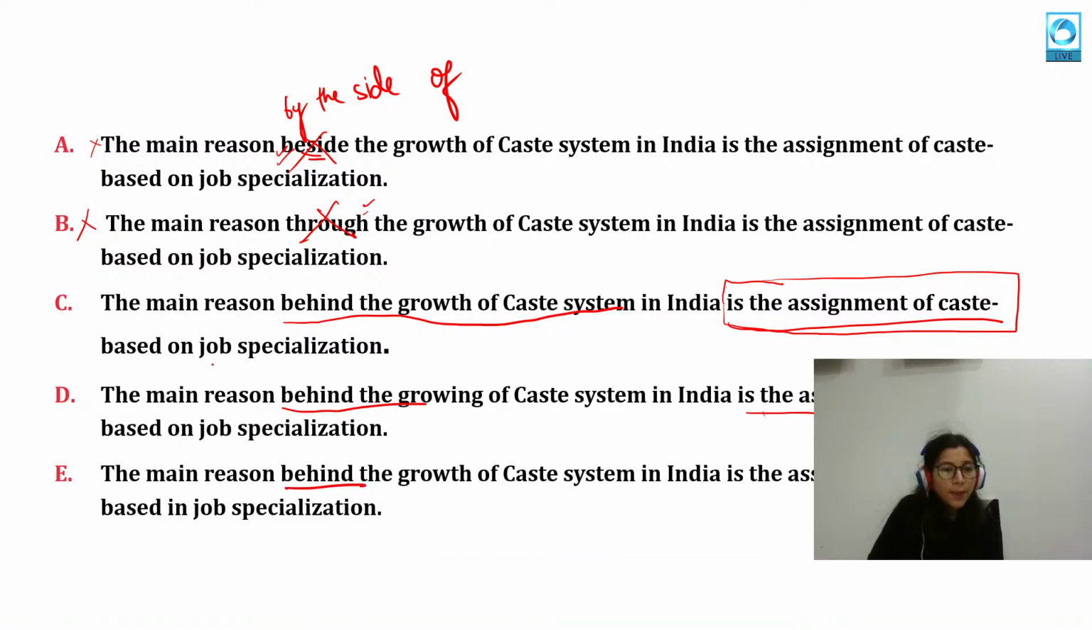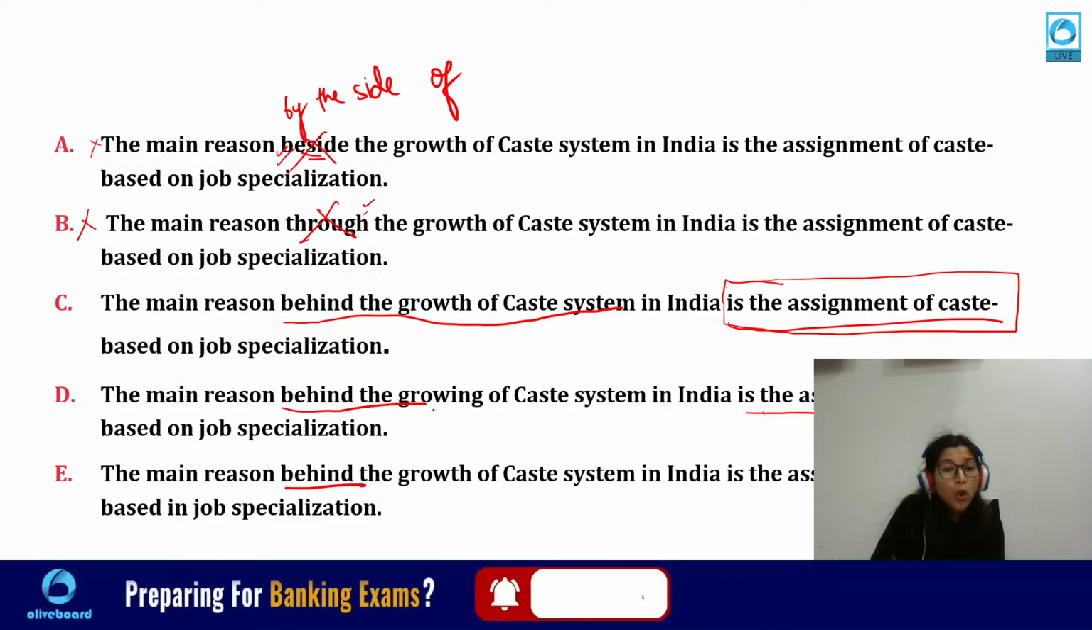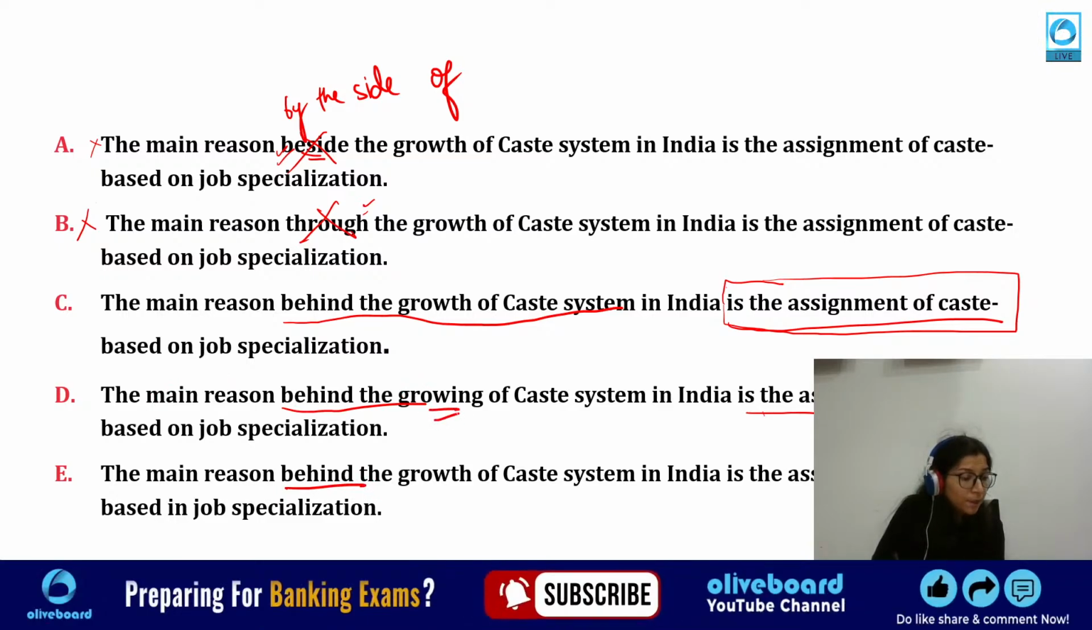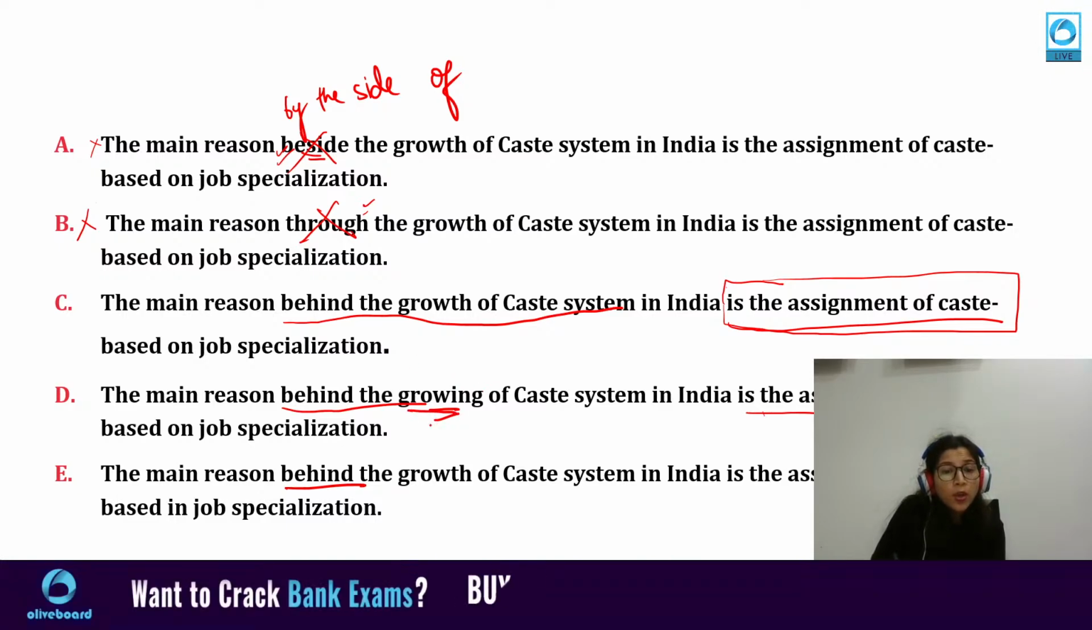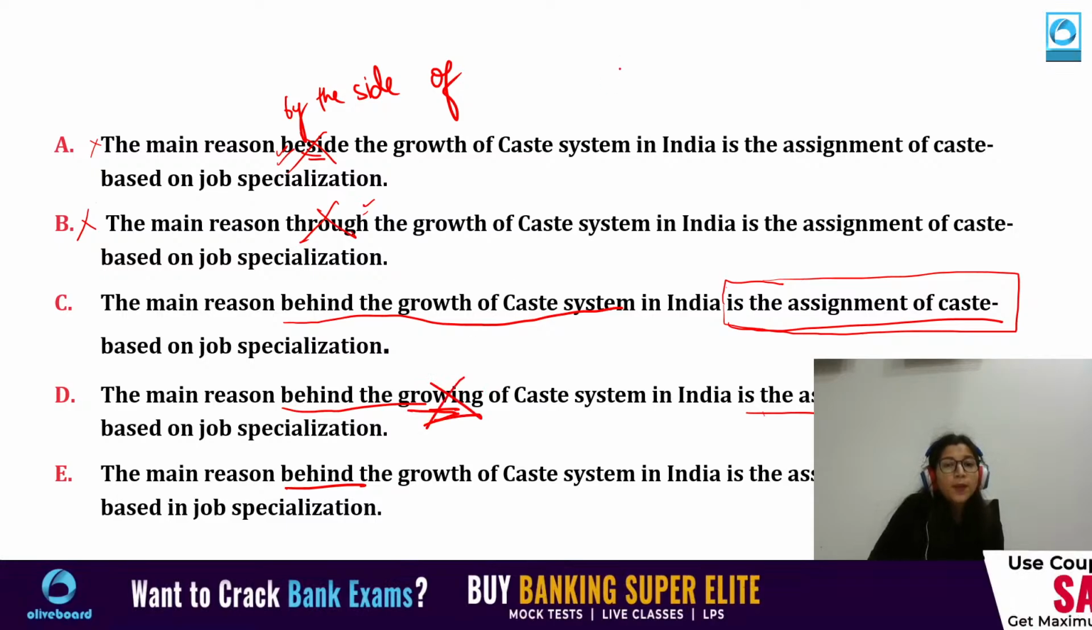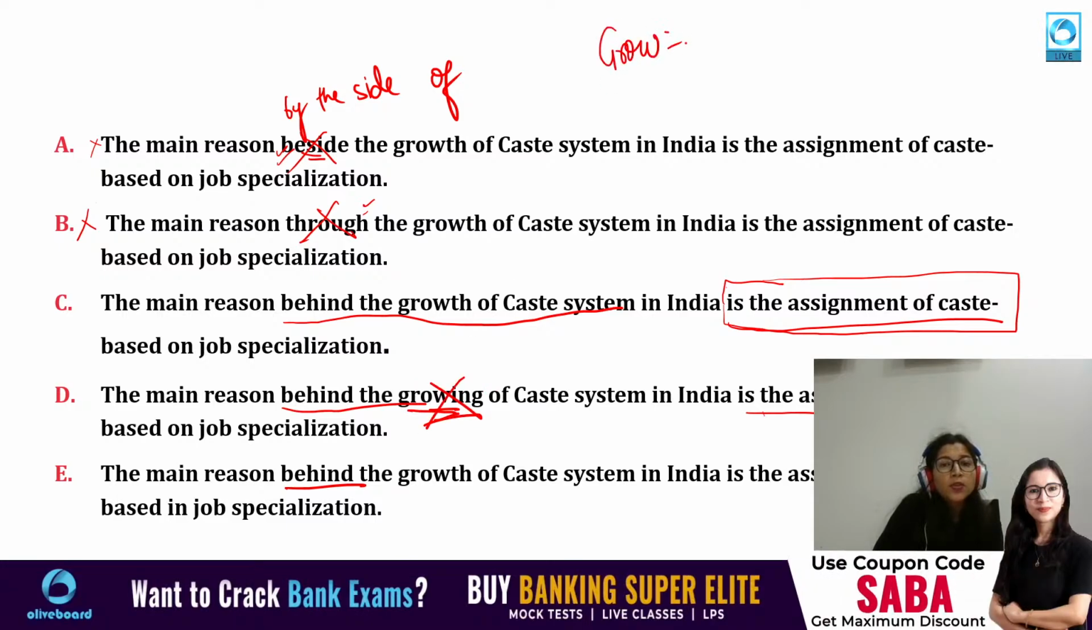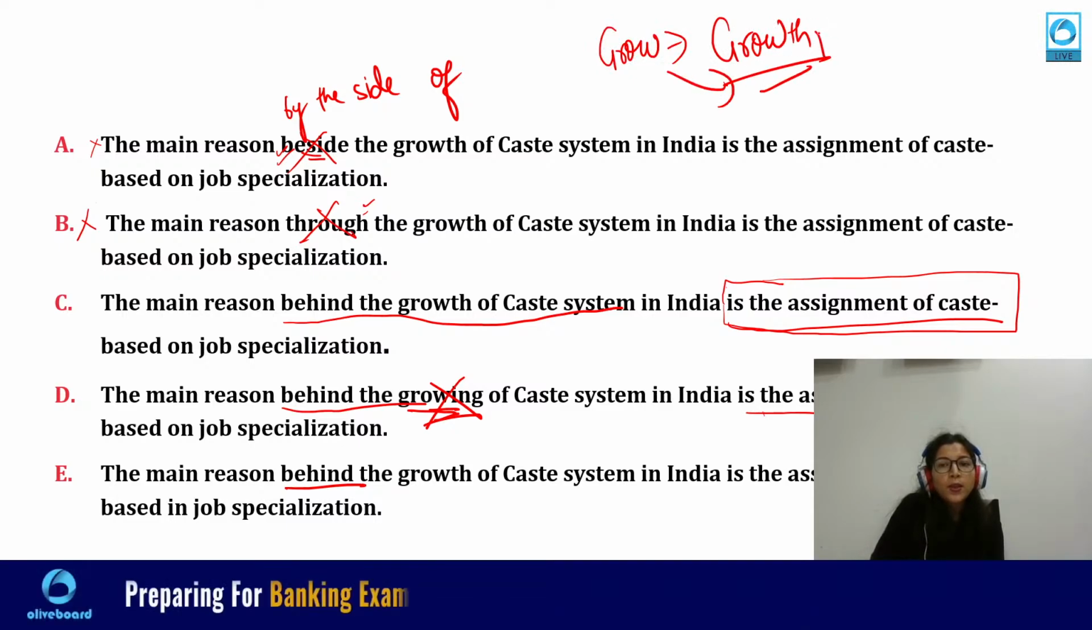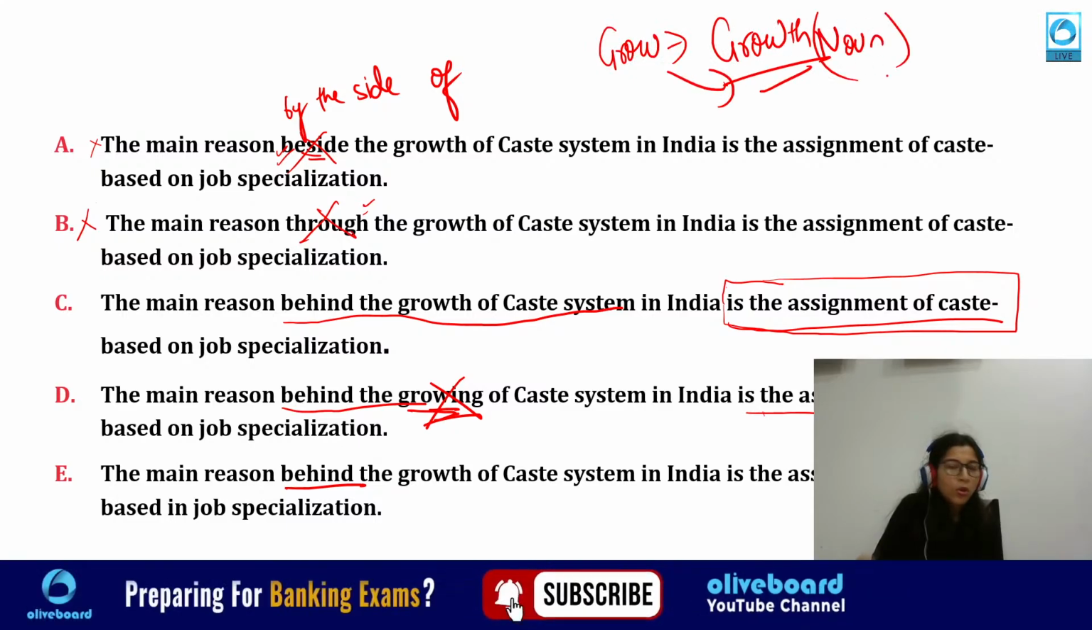Okay. Now see, in D it is written growing of caste system. Guys see, there is a difference in C, D, E, my dear, you will notice. In D, it is given growing of caste system, which is incorrect because the noun form of grow is growth. The noun form of grow is growth. Okay?